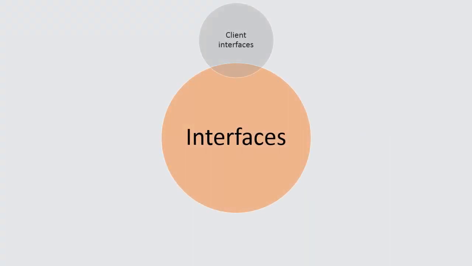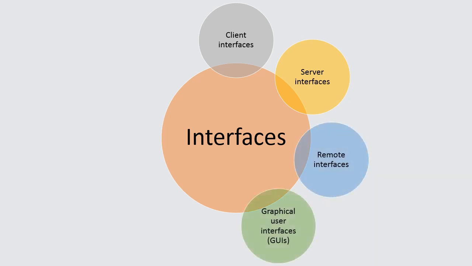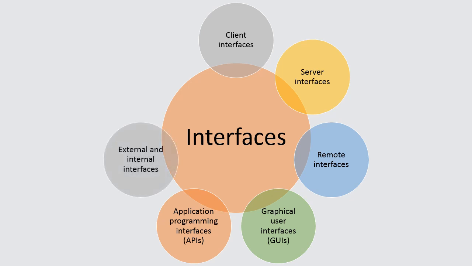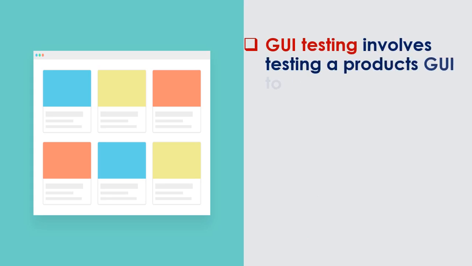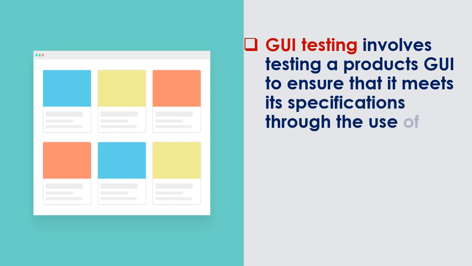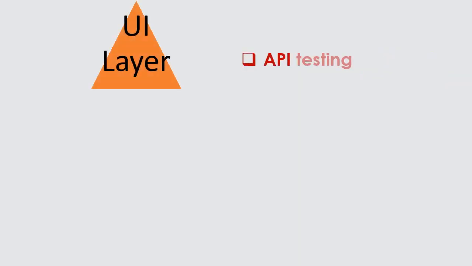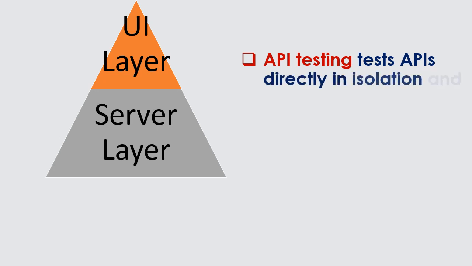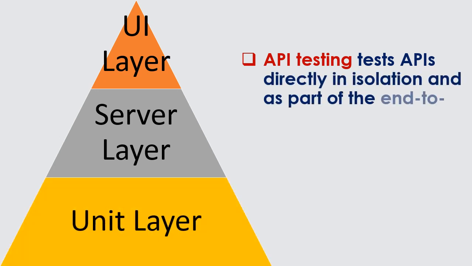Interfaces that should be tested are client interfaces, server interfaces, remote interfaces, graphical user interfaces, GUIs, application programming interfaces, APIs, external and internal interfaces, and physical interfaces. GUI testing involves testing a product's GUI to ensure that it meets its specifications through the use of test cases. API testing tests APIs directly in isolation and as part of the end-to-end transactions.